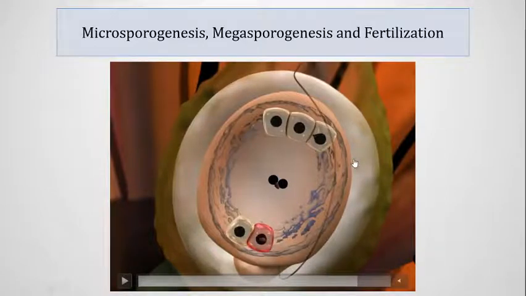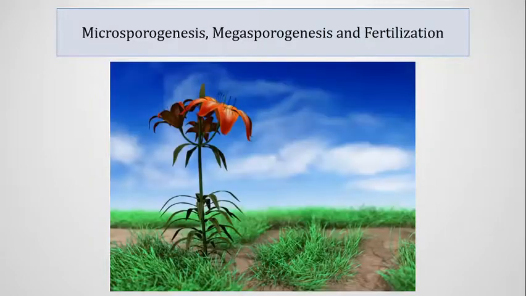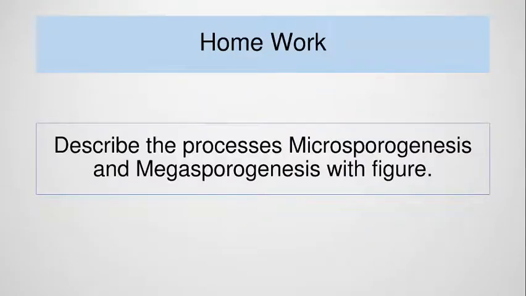So by this process we have understood how microsporogenesis, megasporogenesis and the fertilization process take place inside a flowering plant. So now you have a homework: describe the process of microsporogenesis and megasporogenesis with a figure. The figure I have provided in this video. I suggest that you draw this figure to learn.